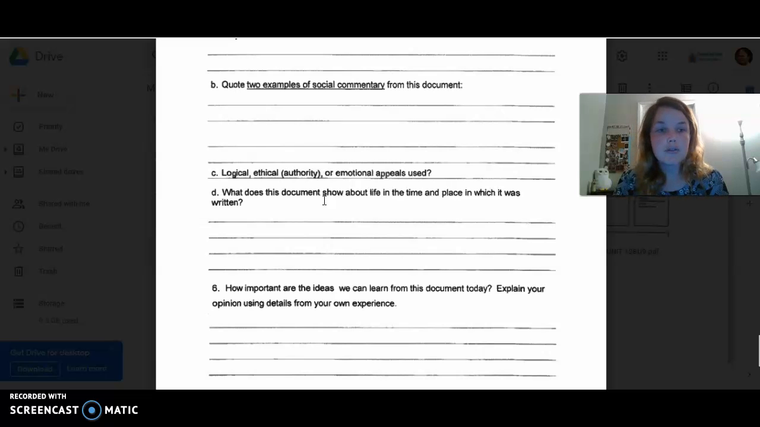6, how important are ideas we can learn from this document today? Explain your opinion using details from your own experience. So if this is about something that still affects us, cool. If it's not, explain why not.